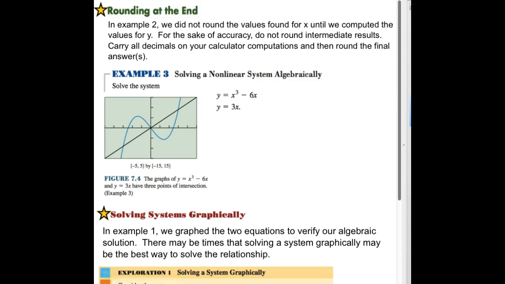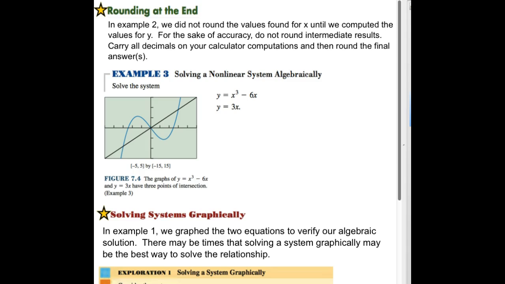All right, shifting to a non-linear system. We can still solve by substitution. Our system here says y equals x cubed minus 6x. X cubed, remember, is that twist shape, which is the blue curve in our picture here. And then y equals 3x is just a nice linear equation going through the origin, slope of 3.